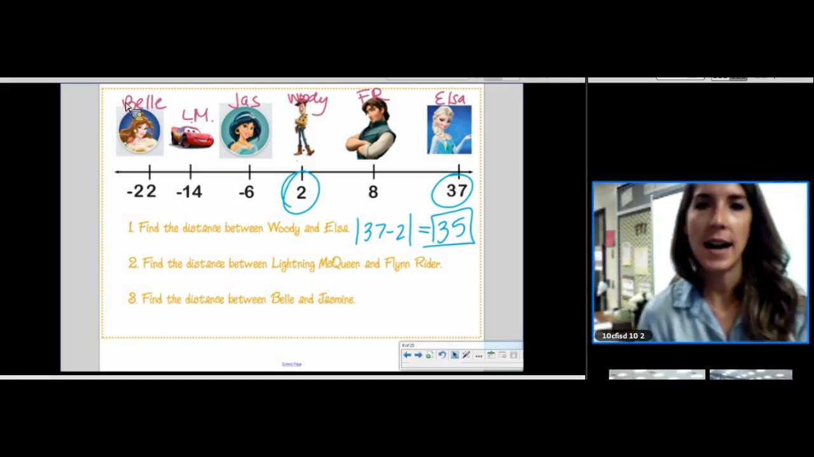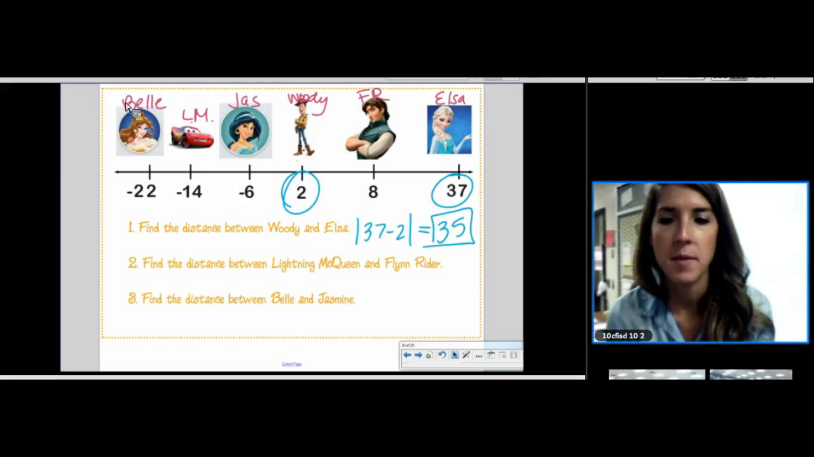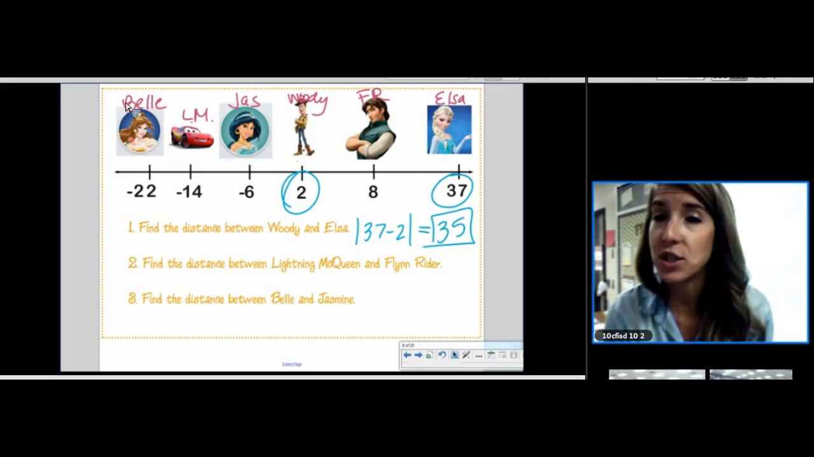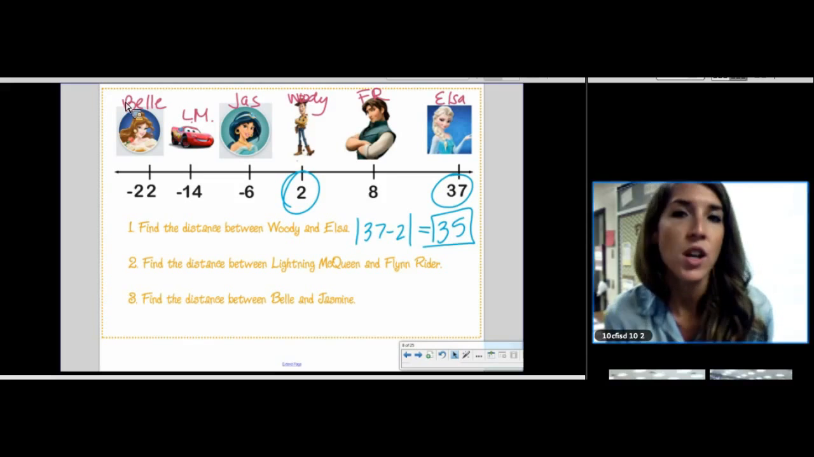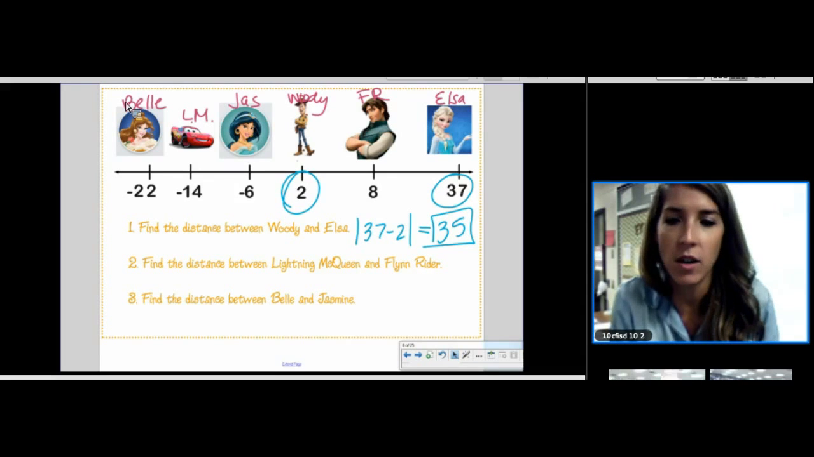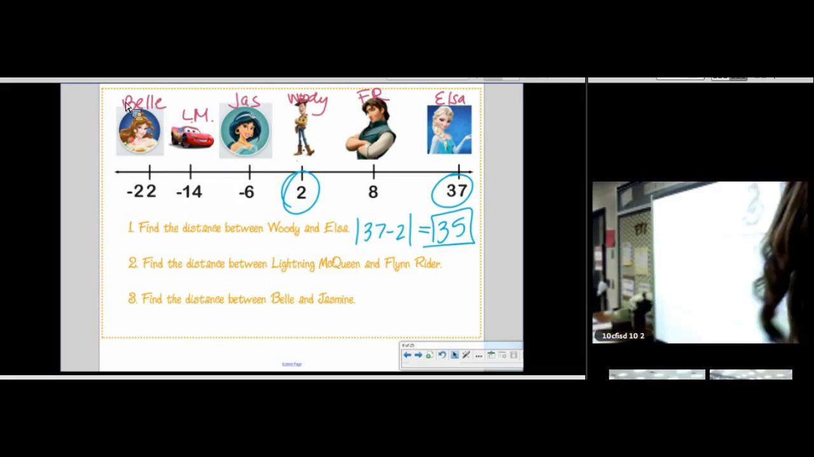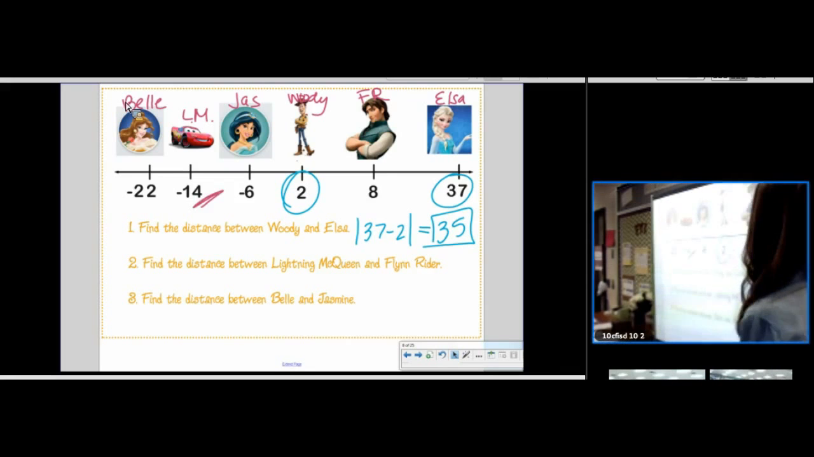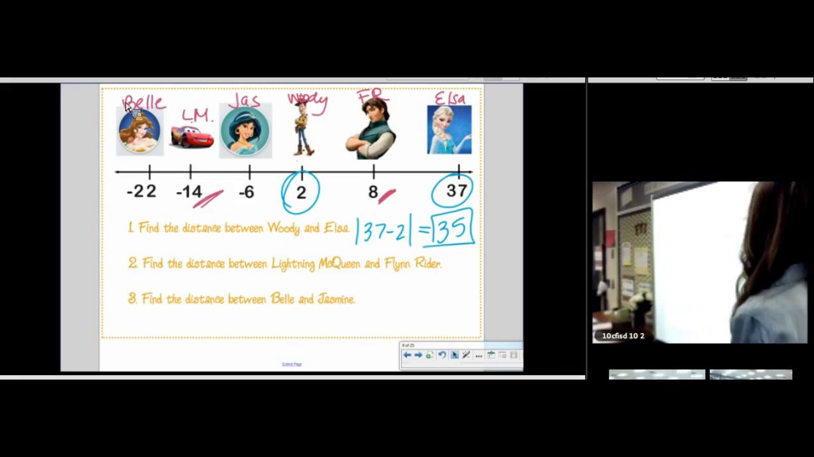You always subtract them. Every time, you subtract them. Now, it doesn't matter which one you put first, because if you had put the 2 first, 2 minus 37, you just make your answer positive, and you're all good. Next one, Lightning McQueen and Flynn Rider.